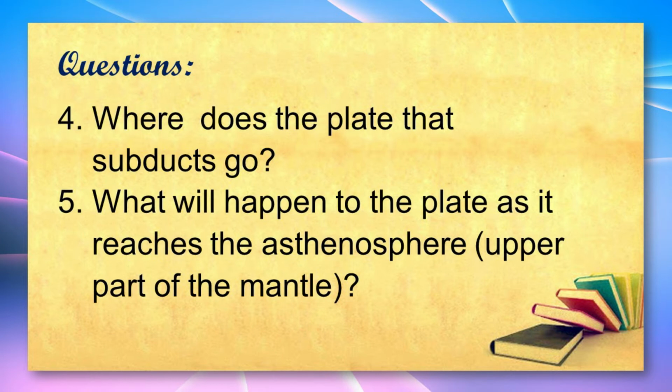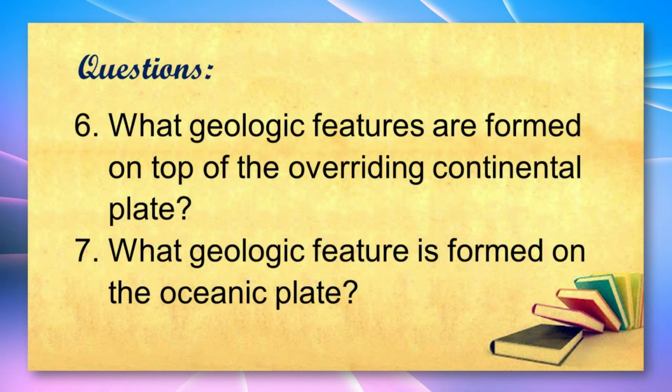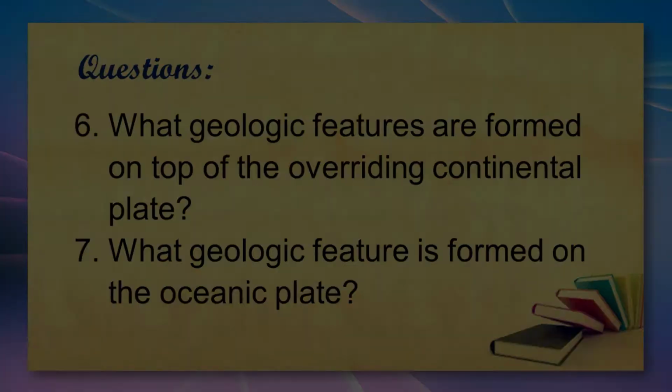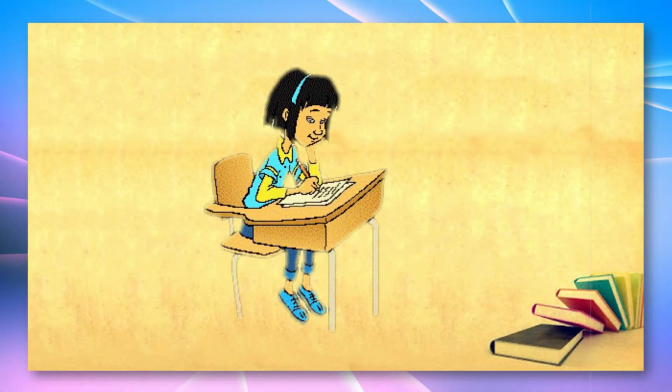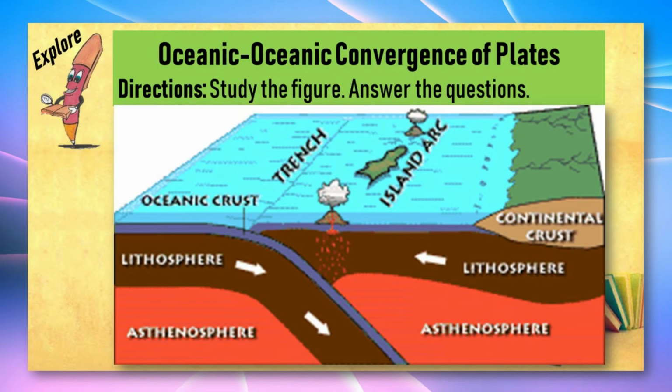5. What will happen to the plates as it reaches the asthenosphere, the upper part of the mantle? 6. What geologic features are formed on top of the overriding continental plate? 7. What geologic feature is formed on the oceanic plate? How did you get it so far? Let's perform another activity about oceanic convergence of plates. Study the figure and answer the questions.